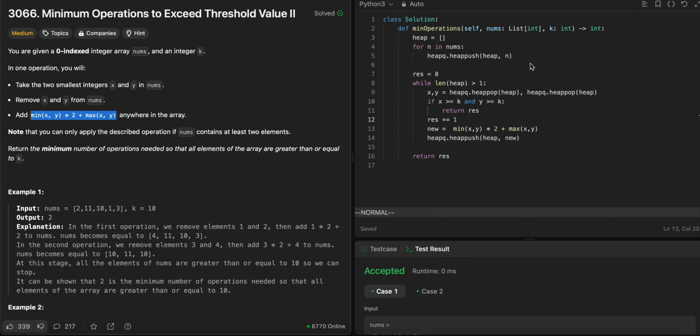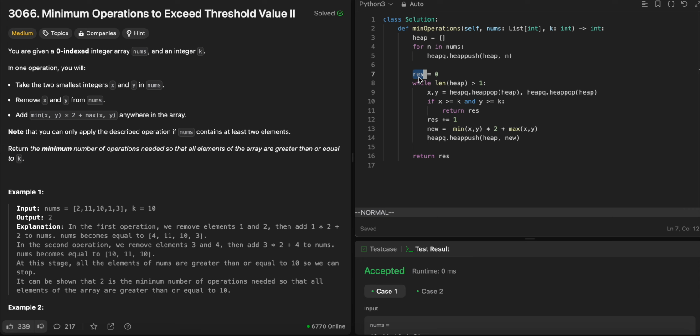So basically, we have a heap here. We start looping over nums and adding to the heap. It's a min heap, right? So this is n log n time, and then I iterate while the length of the heap is greater than 1, because we need to have at least two elements in the array. If we have one, it's not going to work. And we pop twice, and then this is the superhero for the question. If x is greater than k and y is greater than k, return result.